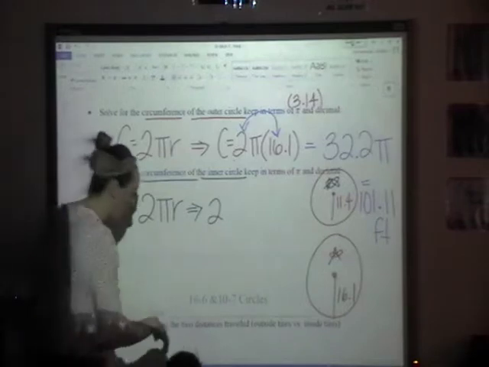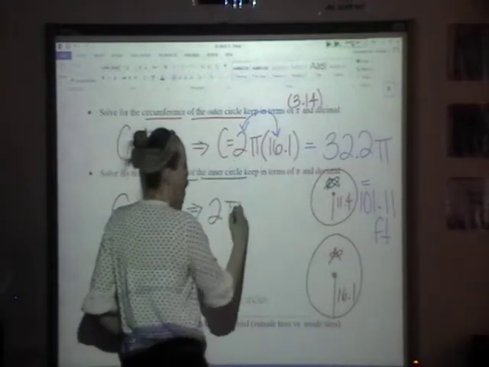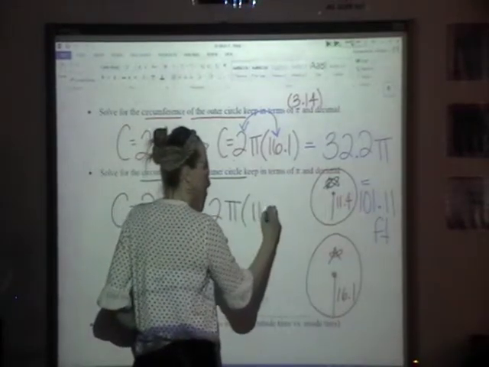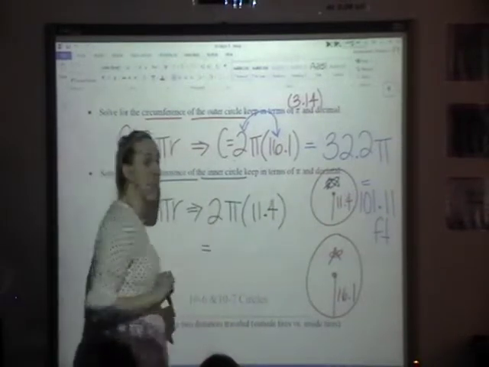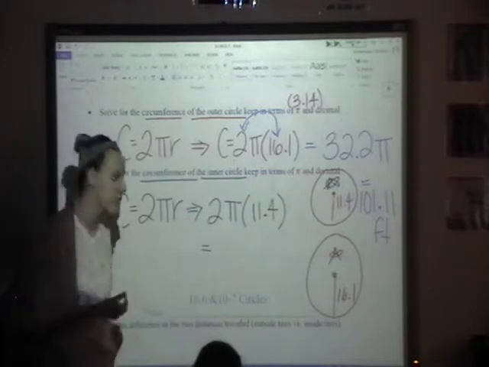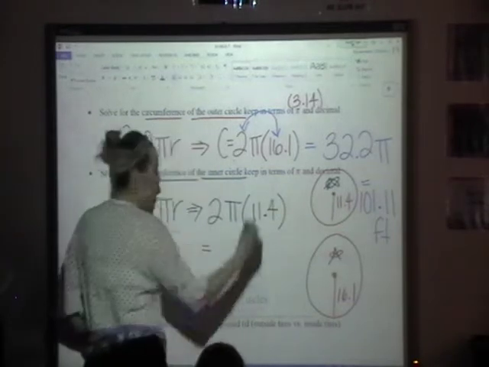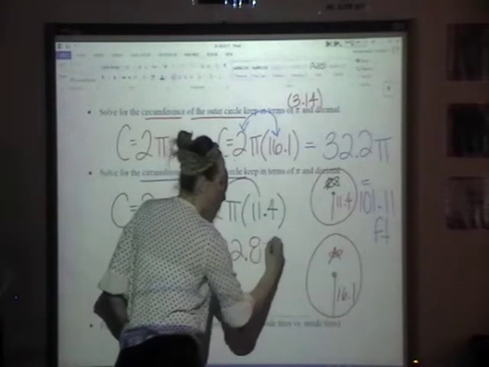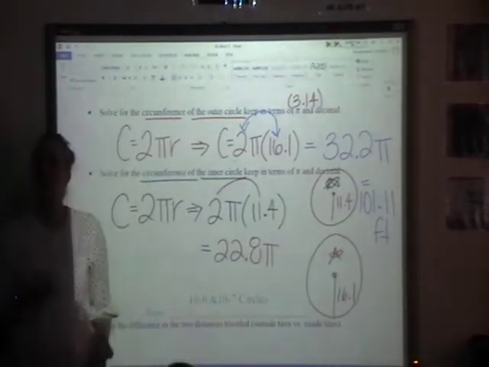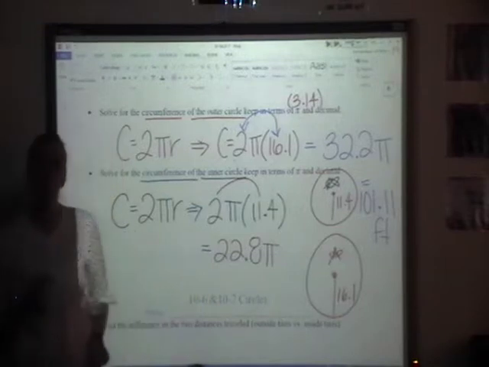All right, so now we're going to plug in our radius. We have 2 pi, our radius of 11.4. Let's multiply that. 2 times 11.4. Keep it in terms of pi first. So 2 times 11.4 is 22.8 pi. Then we can simplify and plug in when pi is 3.14.